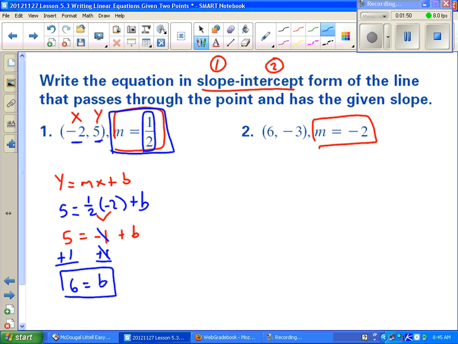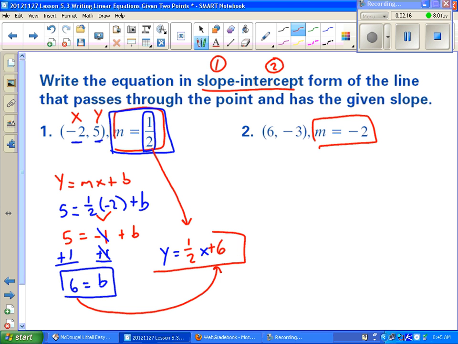So we have a slope now, and we have a y-intercept. So y equals something x plus something. We're going to plug in our m value, 1/2 right there. So 1/2 x plus b, we're going to plug in our b value. It's 6. And then a lot of people are getting stuck with what to put between the x and the 6. It's a positive 6, so you put plus 6. Y equals 1/2 x plus 6 is your equation.